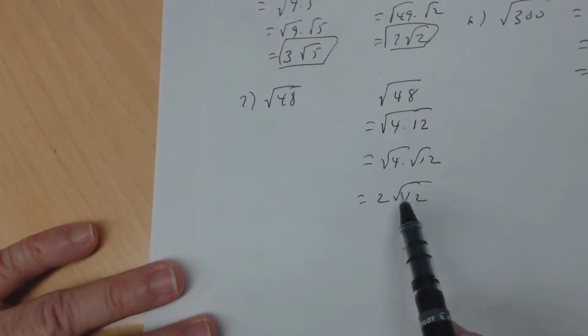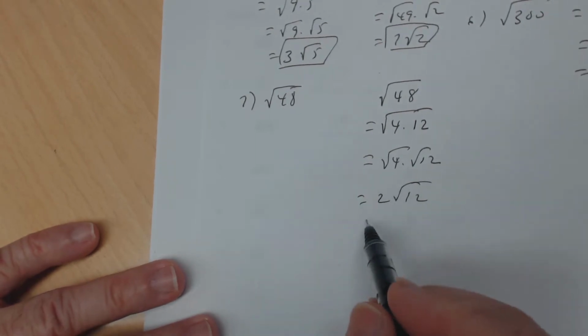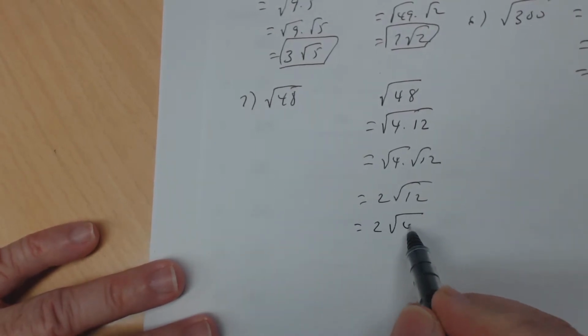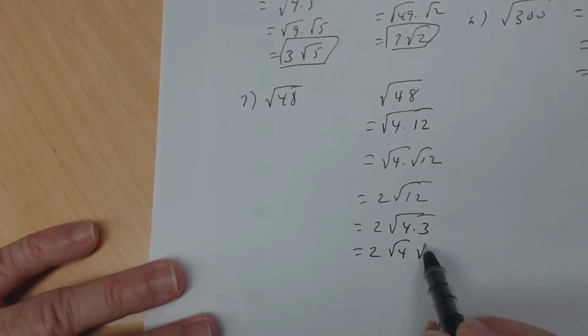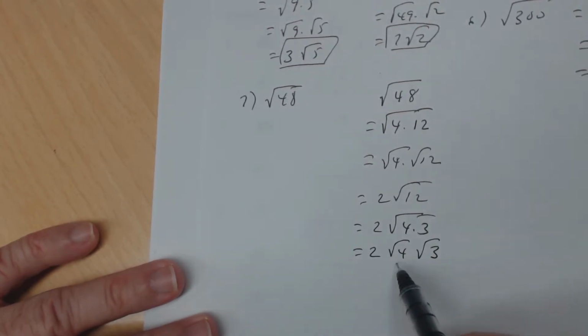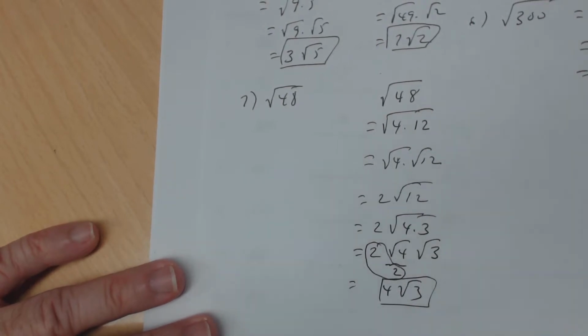So the square root of 4, I can still see that the perfect square 4, which is the largest in this case, would go into 12. So I get 2 square root of 4 times 3, and so I get 2 times the square root of 4 times the square root of 3, and the square root of 4 is 2, so this 2 times this 2 is 4, so I get 4 square root of 3. And so that's the answer to number 7.